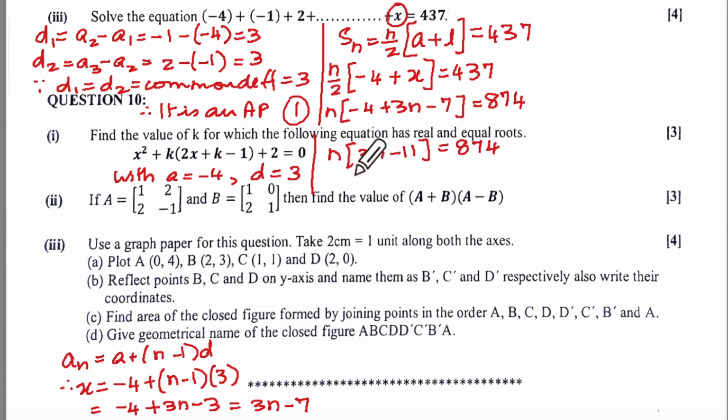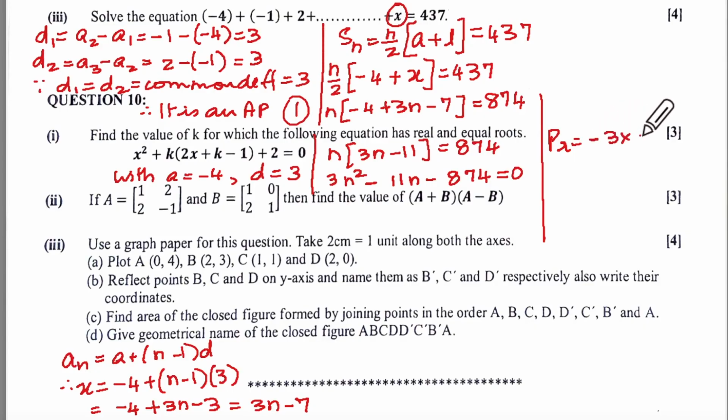Now we are going to get a quadratic equation. So 3n squared minus 11n minus 874 equal to 0. And my product is going to be minus 3 into 874, and my difference is going to be minus 11.